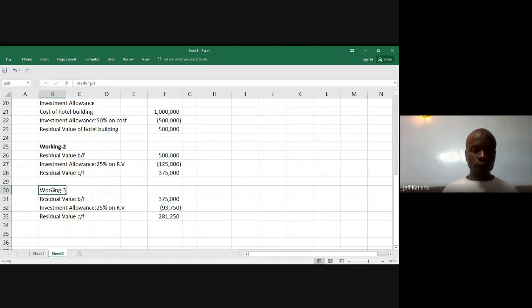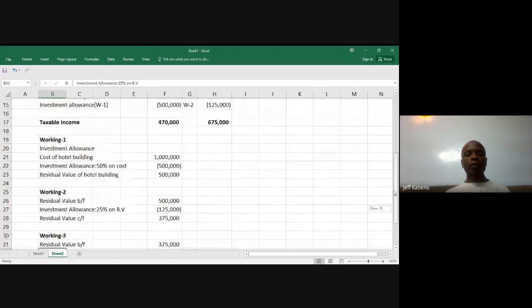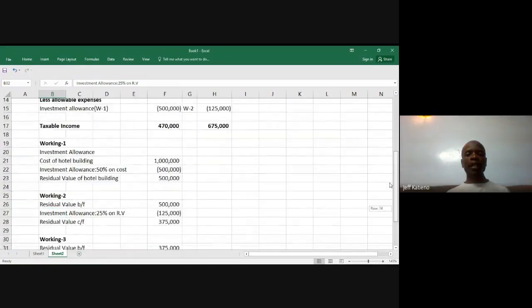This is what we mean by on reducing balance. If it was on a straight line, then the year 3 would have been 25% on cost. But since it is on a reducing balance, then the value keeps on reducing. Only the residue is what is charged. From the English word residue is where we get residual value. So when you come here, our investment allowance for year 3 will be 93,750.